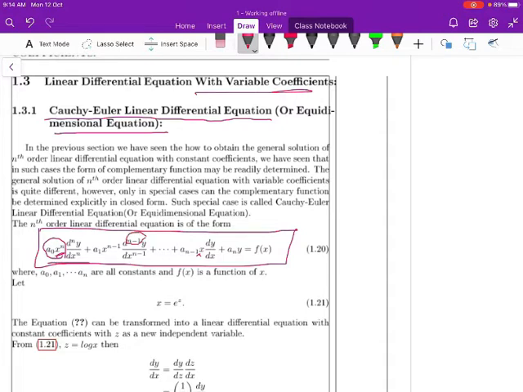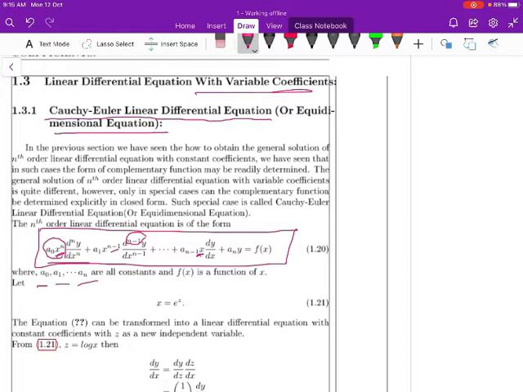So you can observe in the second term order of the derivative is n minus 1 here and degree of x is n minus 1, same, and so on. So in the dy by dx, order is 1 and degree of x is 1. So such equation is called Cauchy-Euler linear differential equation. So this is standard form of the nth order linear differential equation where a0, a1 and so on an are all constants and f of x is a function of x.